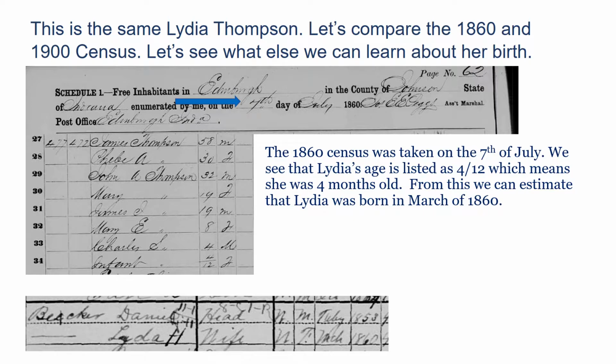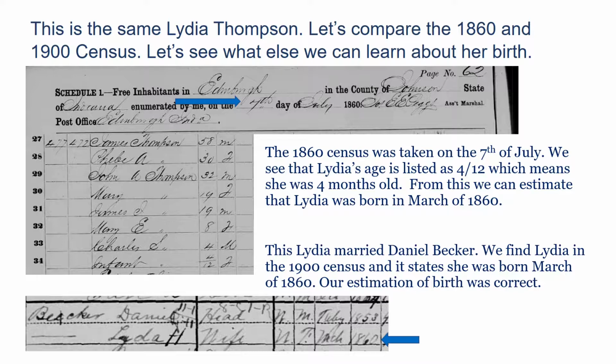The 1860 census was taken on the 7th of July. We see that Lydia's age is listed as 4/12, which means she was 4 months old. From this, we can estimate that Lydia was born in March of 1860. This Lydia married Daniel Becker. We find Lydia in the 1900 census, and it states she was born March of 1860. Our estimation of birth was correct.